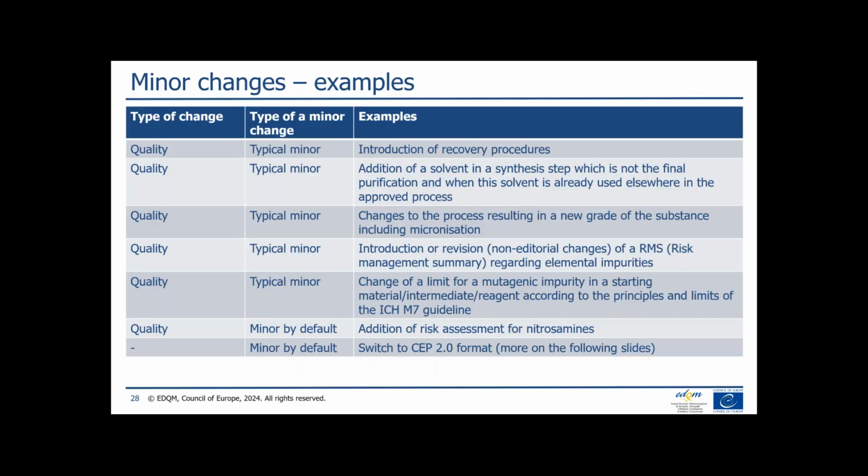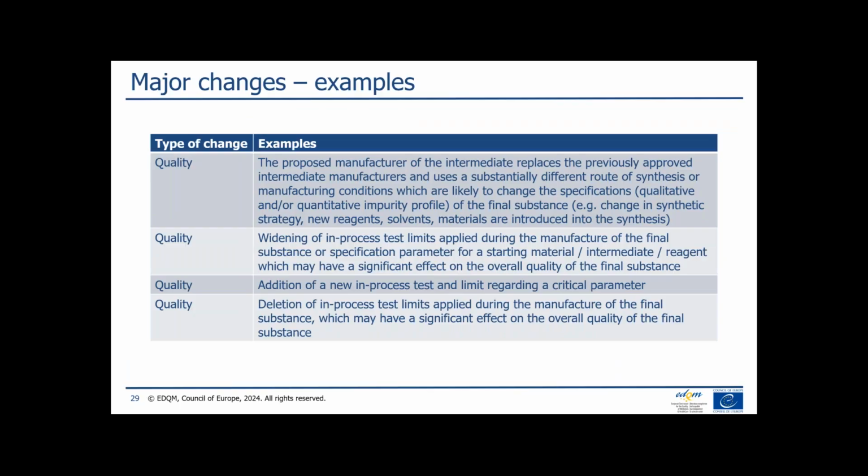These are some examples of minor changes, and I will just highlight two minor changes by default, which are not found in our guideline, at least not for the moment, which are the addition of a risk assessment for nitrosamines and also the switch to SEP 2.0 format. I will speak about this more later. Examples of major changes, for example, widening of in-process or specification limits for an intermediate, which may have a significant effect on the overall quality of the final substance, and some other changes as described here.